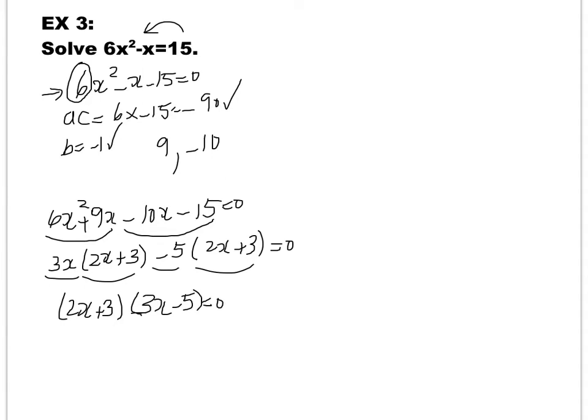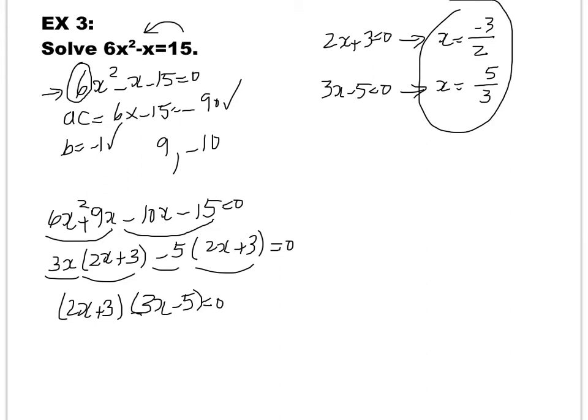Again, the product is 0, so one of them has to be 0, so 2x plus 3 is equal to 0. So from here I get x is negative 3 over 2, or 3x minus 5 is equal to 0. From here I get x is 5 over 3. So these are the two x-intercepts, zeros, or solutions to 6x squared minus x equal to 15. Now we are going to do the next example.